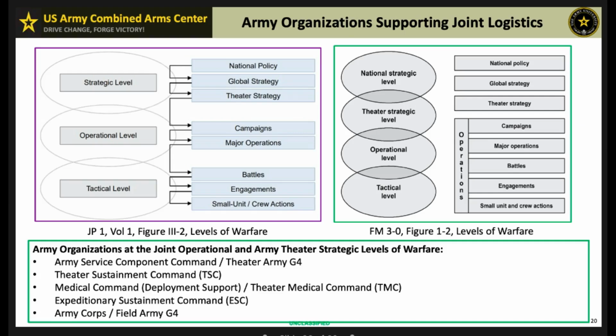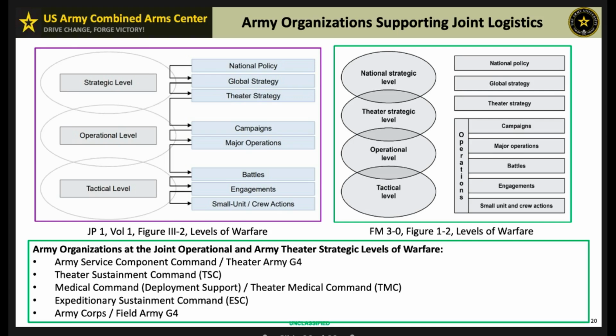This slide highlights the Army organizations operating at the joint operational and Army theater strategic levels supporting joint logistics. It shows how the strategic, operational, and tactical levels of warfare are interconnected, with Army units supporting joint operations. At the theater strategic level, combatant commanders coordinate with unified action partners to achieve national policy goals. Army Service Component Commands, ASCCs, and other subordinate organizations such as the Theater Sustainment Commands, TSCs, and Medical Command Deployment Support, MedCom-DS, provide sustainment support to the joint force.